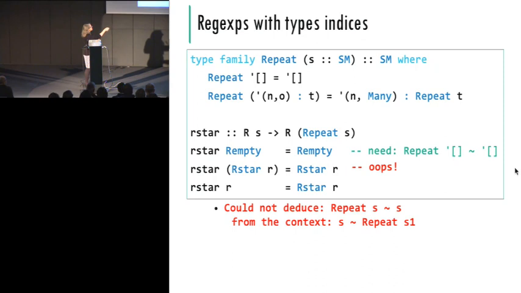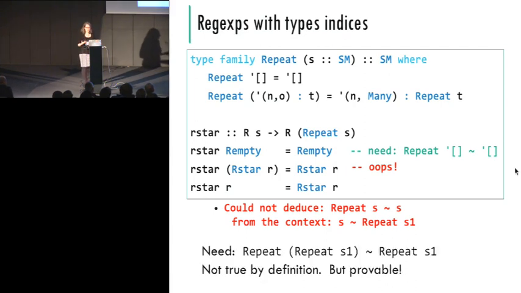So this comes from the pattern matching. This is what we need from the right-hand side. And so really what we need to know is that repeat, this type-level function, is an idempotent function. Doing it twice doesn't change anything. It's not true by definition, but if we were in Agda or Idris, we would just prove it. We would do a quick inductive proof and show it. What are we going to do in Haskell? Well, in Haskell, I'm going to do something a little bit different.